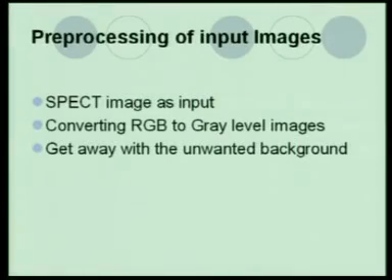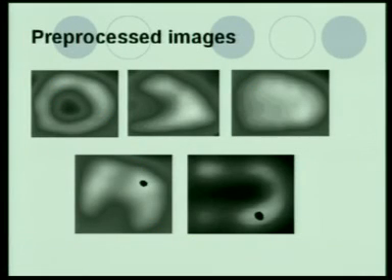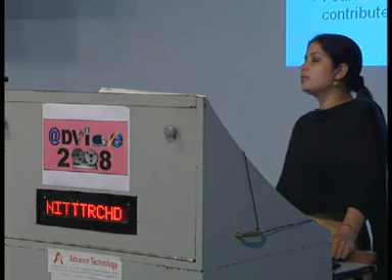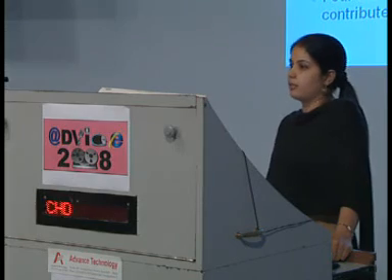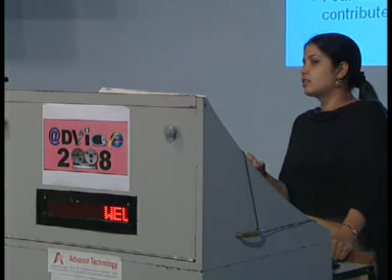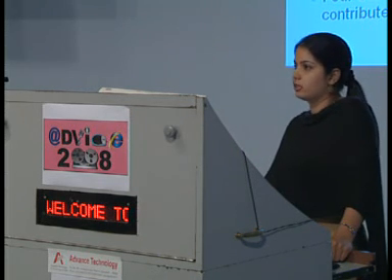First, the pre-processing of the input SPECT image. The input SPECT image was taken and converted into grey level images, and the unwanted area was removed by manual checking. These were the input SPECT images, and these were the images obtained after pre-processing. The pixels of these images were very large in number, so they were required to be reduced so as to give as an input to the artificial neural network.